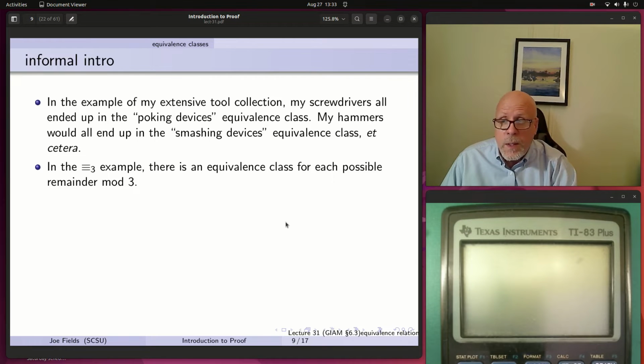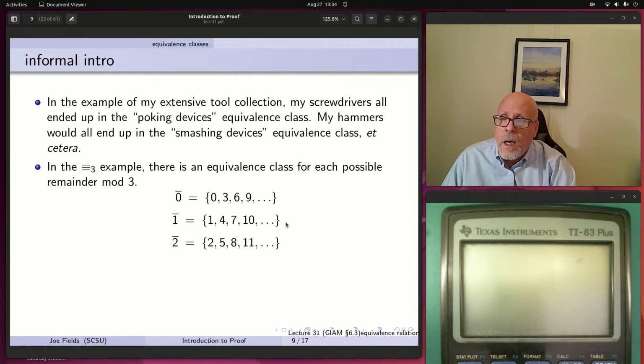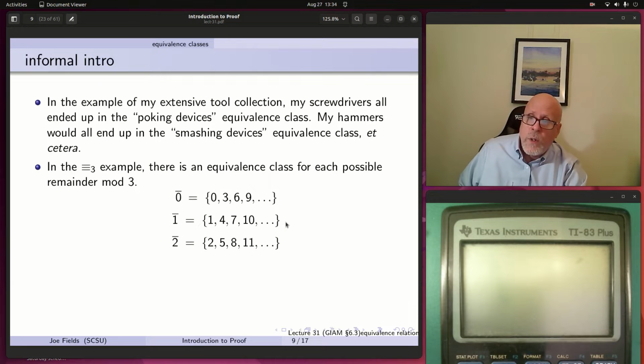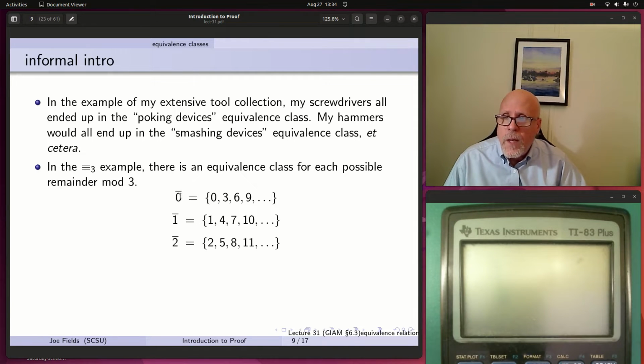So what about the example we just did? In the equivalence mod 3 example, there is an equivalence class for each possible remainder, mod 3. And this is how we generally denote these kinds of things. Take an element and put a bar over it, and that represents all the things that are equivalent to it. The ones I've used are 0, 1, and 2.